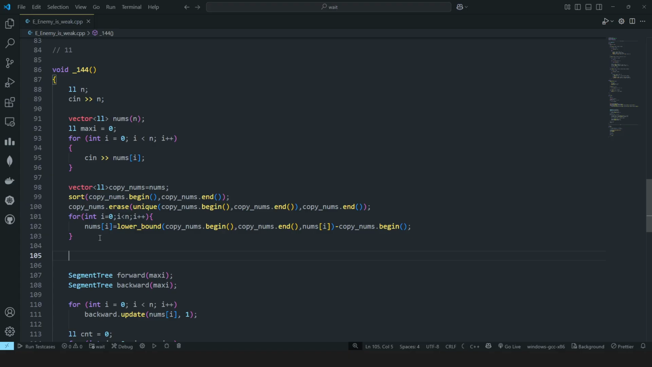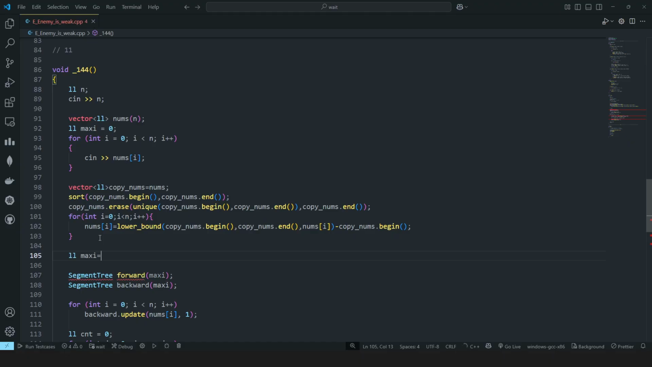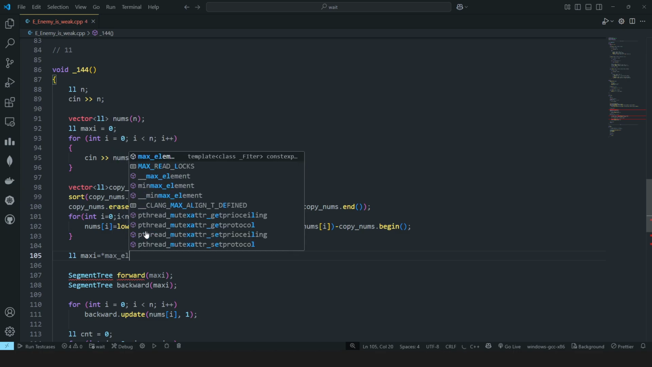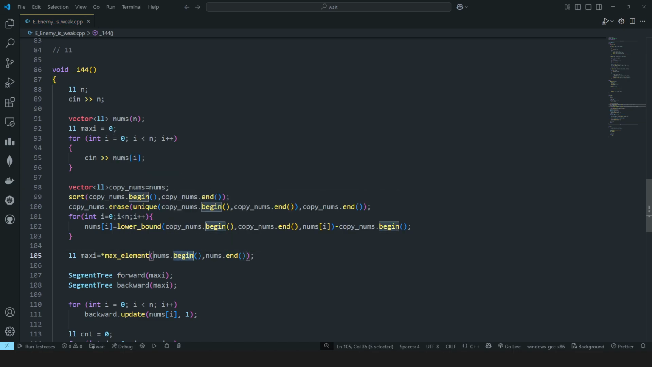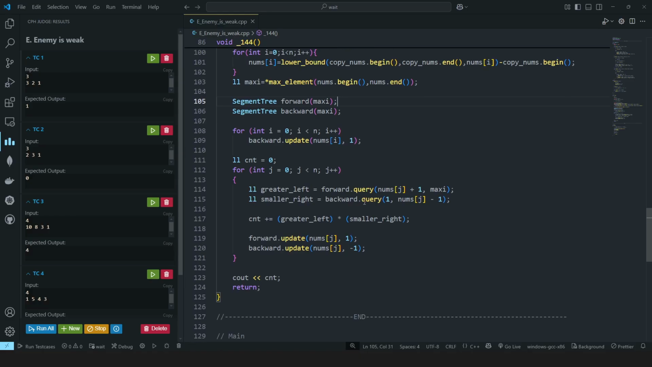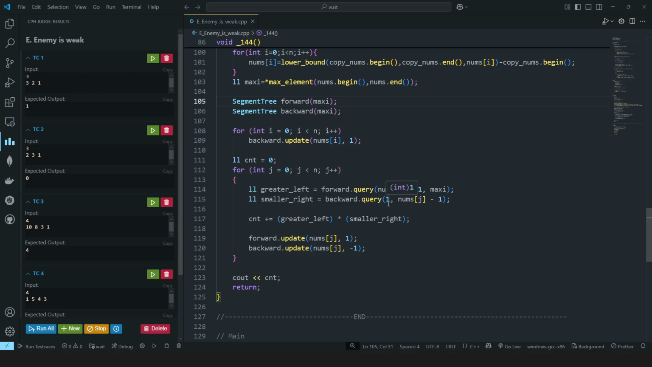Once this is done, my new maxi will be the maximum element present in this nums now. So you can write it like this, so this will be my new maximum element. Once we have written this and calculated our new maxi, I think the code is correct. But in the original question it was given that each input element was a positive integer, from 1 to 1e9, but since now the element's value can be 0 also, I will start from 0 instead of starting from 1.